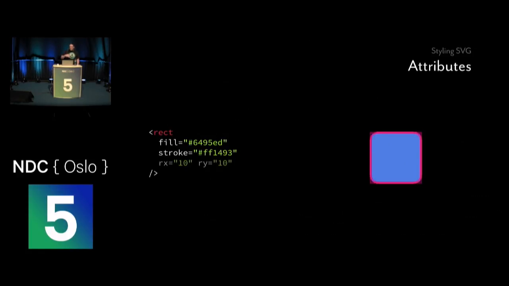Now, we can actually go a little bit further than this. Rect happens to have a couple of attributes that help you define rounded corners. And in this case, we specify an X radius and a Y radius, and making them the same gives us this nice little rounded square that we have here. Again, instead of border radius, this actually has a slightly different function to it.